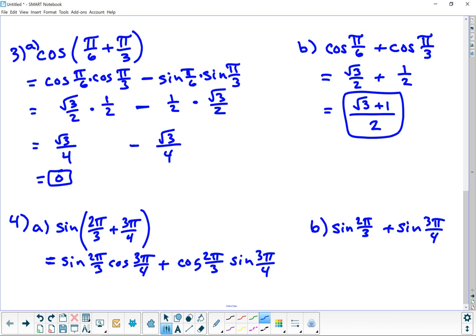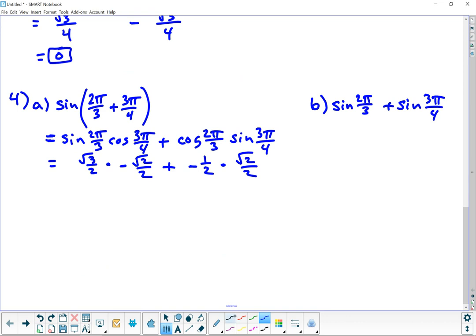Okay. Look at your unit circle and figure this out. Sine of 2 pi over 3 is going to be radical 3 over 2 times cosine of 3 pi over 4. Cosine of 3 pi over 4 is going to be negative radical 2 over 2 plus cosine of 2 pi over 3 is negative 1/2. Okay, a lot of loose things going on here, guys. Just be very careful. And sine of 3 pi over 4 is radical 2 over 2.